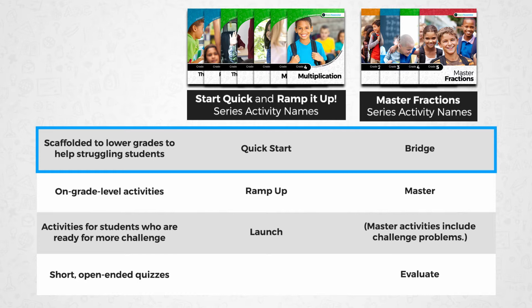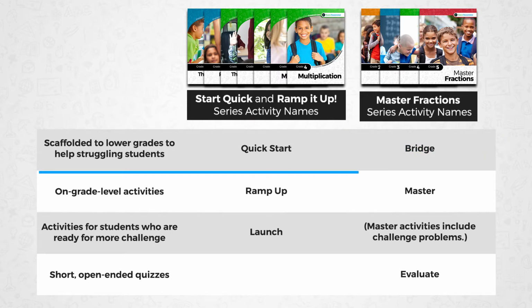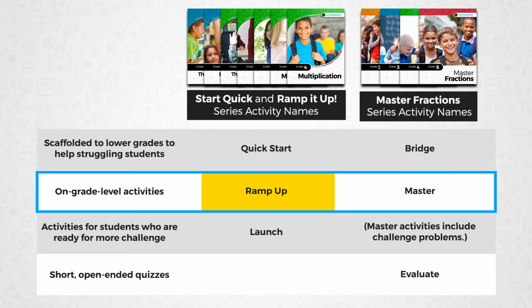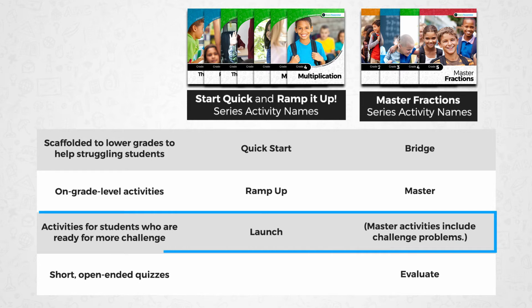The activities that are scaffolded to lower grade level learning are called Quick Starts in the Start Quick and Ramp It Up series, and they're called Bridge Activities in the Master Fractions series. On grade level activities are called Ramp Ups in the Start Quick series, and they're called Master's Activities in the Master Fractions series. We also include challenges for students who are ready for more complex thinking. In the Start Quick series, these challenges appear as single problems in the Ramp Up activities. There are also whole activity challenges called Launches. In the Fraction series, we included challenge problems within the Master's activities.